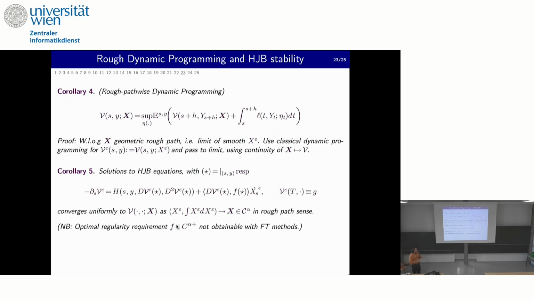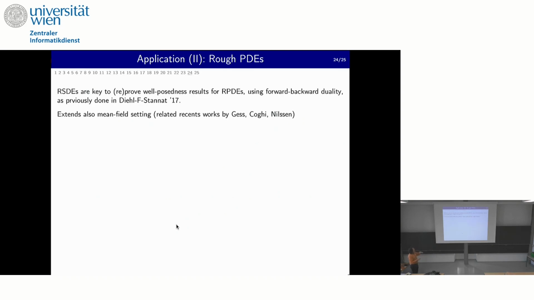And then I'm probably out of time, am I? Rough PDEs, this is very quick. So you can use these RSDE representations also to prove intrinsic well-posedness of these rough PDEs. The keyword is forward-backward duality: existence for the one gives you uniqueness for the other, and so you can get uniqueness with these representations. And this also works in a mean field setting, which is work by Coghi and others. So there's much more to come.